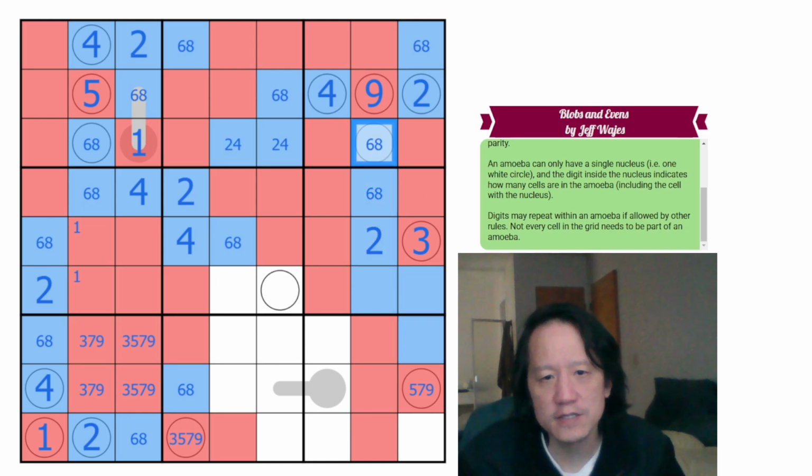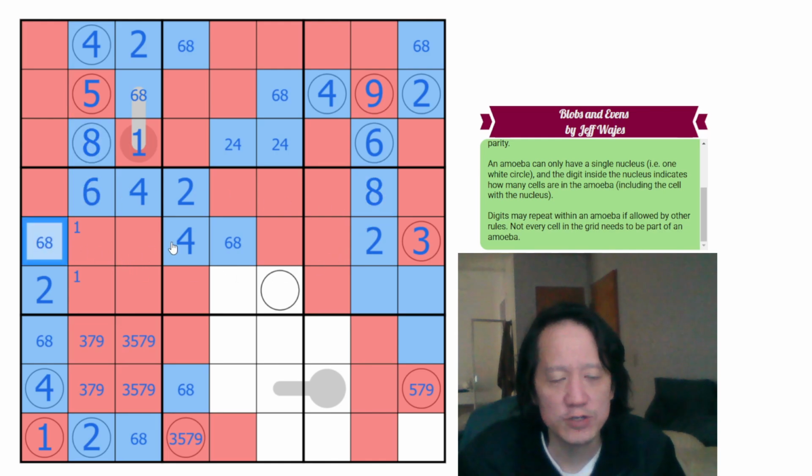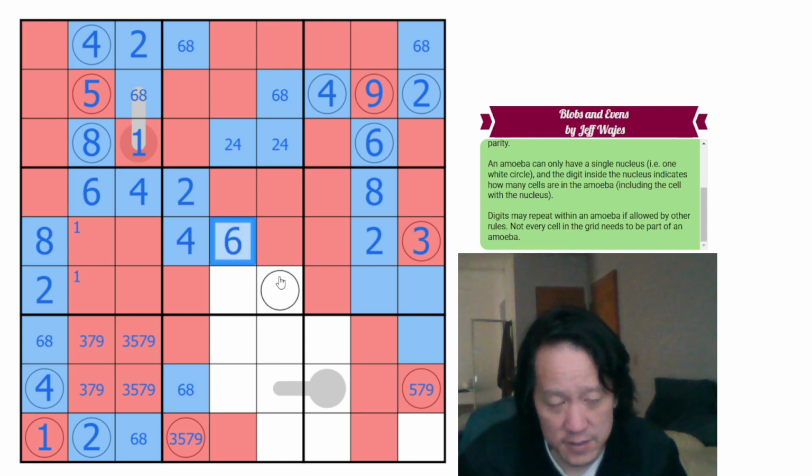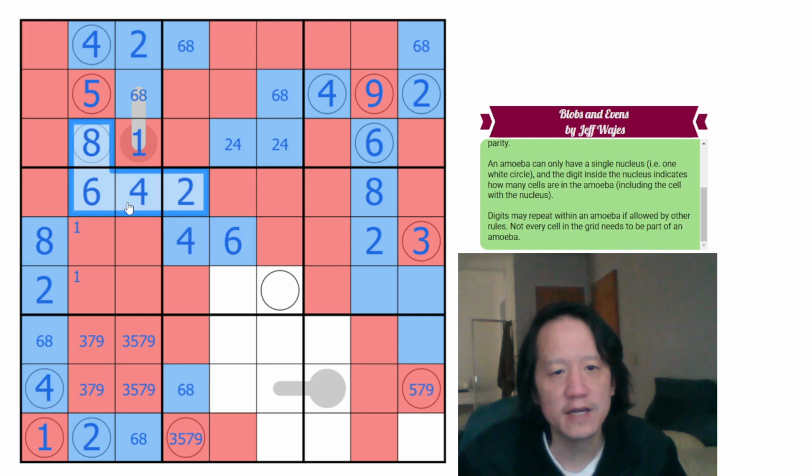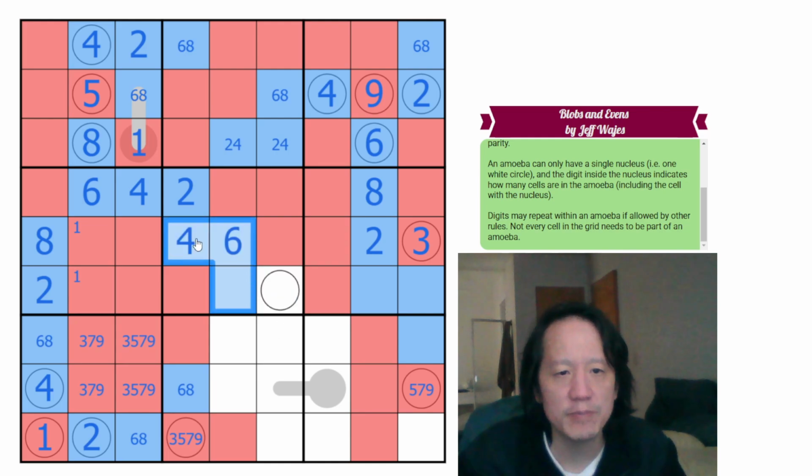This is 6 in length, so this is 6, which means this cannot be 6. This is 8, which forces that to be 6, forces that to be 8, which makes that 8, and that's 6. This is 8 in length, therefore it must continue on, so therefore this is even. This cannot be part of the same amoeba, so this must be odd.